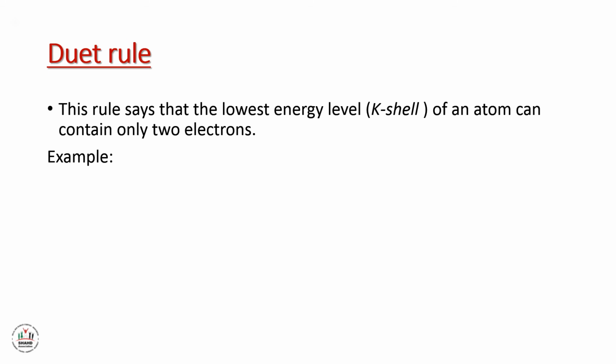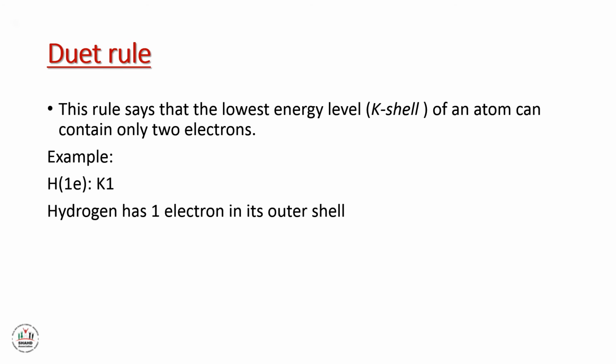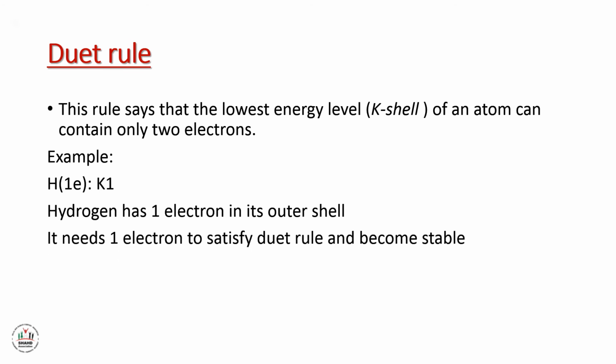Let's do an example. The hydrogen atom has the electron configuration K1. So we say that hydrogen has 1 electron in its outer shell. It needs 1 electron to satisfy the Duet Rule and become stable. And the electron configuration becomes K2. In this example, it has 1 electron left, so we write the valence as 1.